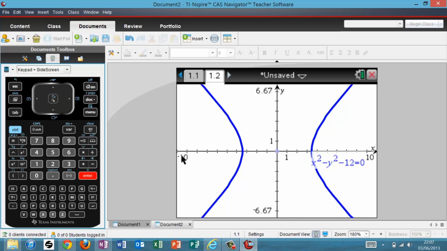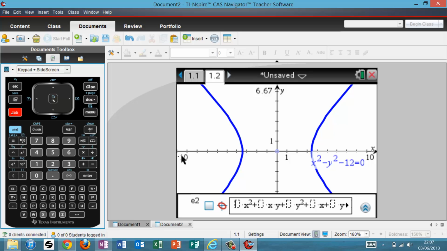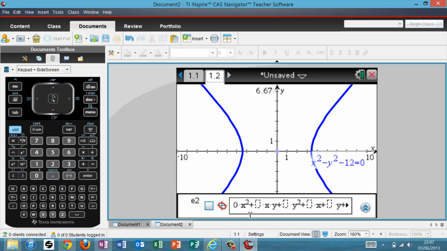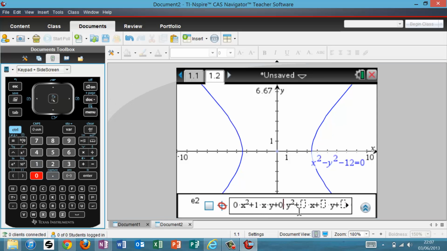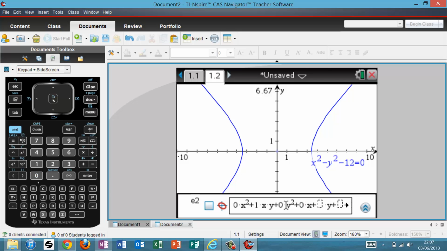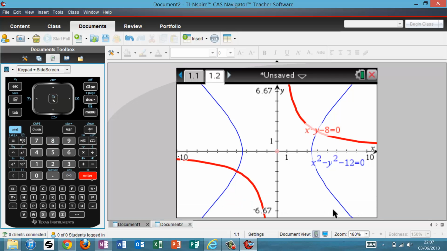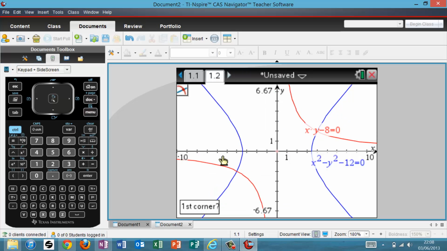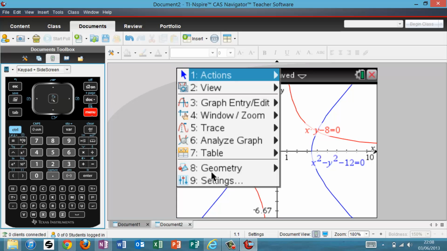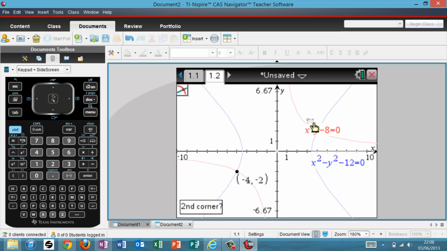Next, I'm going to press tab so I can enter a second one. And see, it's already giving me a general conic form. So this is actually 0x squared plus 1xy plus 0y squared plus 0x plus 0y, and then plus, if I move the 8 over, it's negative 8. Enter. You can see we have this slanted hyperbola. So it's kind of cool. We have two intersection points we want to worry about. Menu, analyze graph, intersection, first corner, -4, -2 is one of them. Analyze graph, intersection, and 4, 2 is one of them.